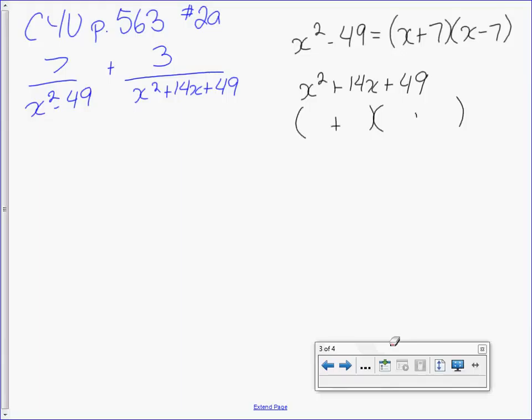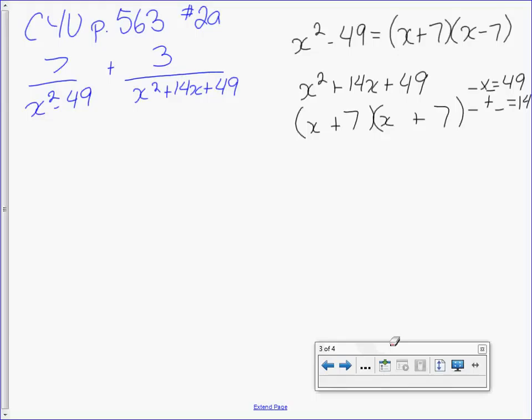So two numbers that multiply to be 49, those same two numbers add to be 14. I'm going to pause for a sec, see if you can figure that out. I'm hoping that was long enough. Your numbers are 7 and 7, so 7 goes in each bracket there.